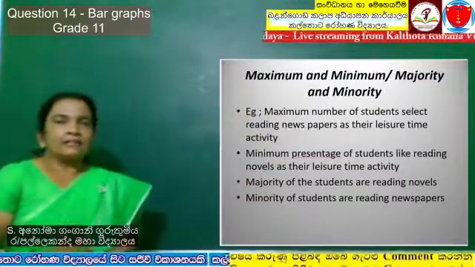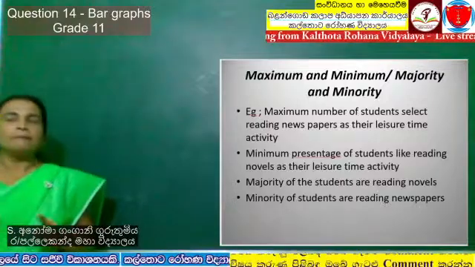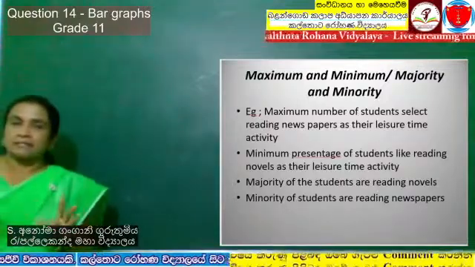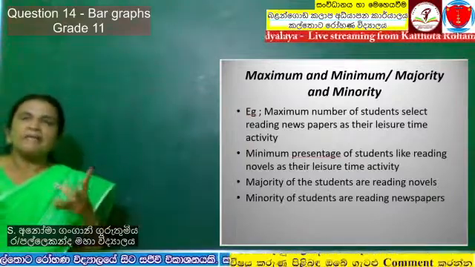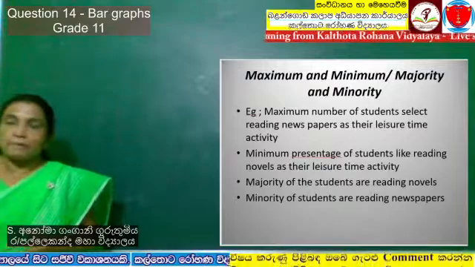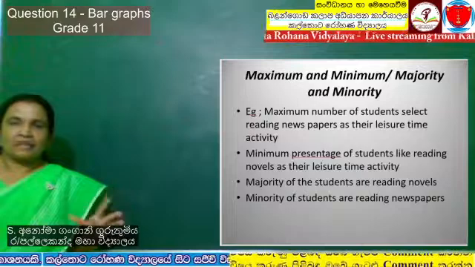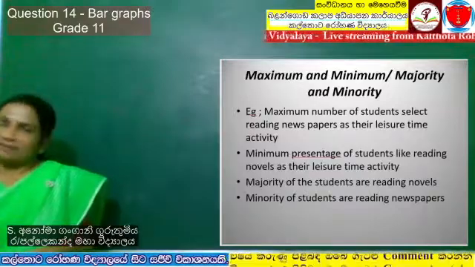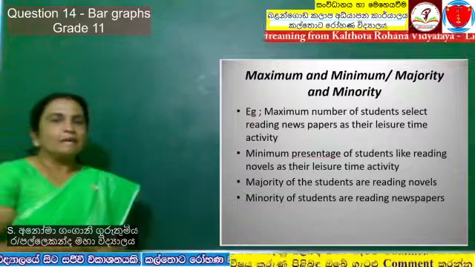How do we write that? You see maximum and minimum. Majority and minority. Maximum means a lot. And minimum means a few. Majority means again the same idea, a lot. And minority means a few. Right? Now see the sentence here.